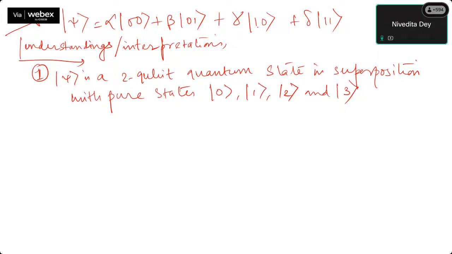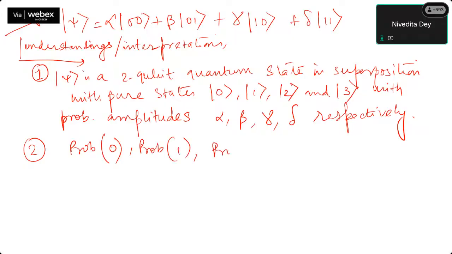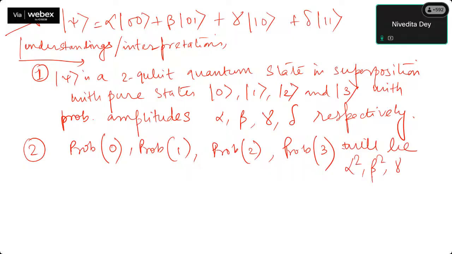So 0, 1, 2, and 3 means 00, 01, 10, and 11, with probabilistic amplitudes alpha, beta, gamma, delta, respectively. This is observation number one. Second is the probability of 0, probability of 1, probability of 2, probability of 3. They will be alpha square, beta square, gamma square, and delta square, respectively.